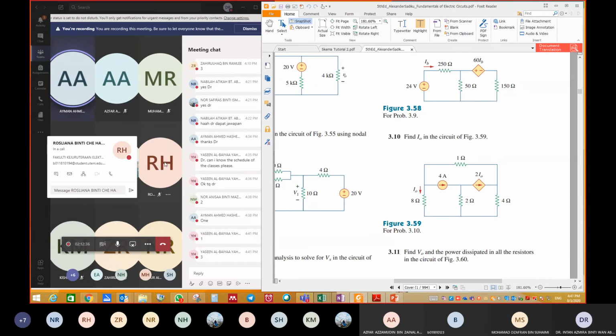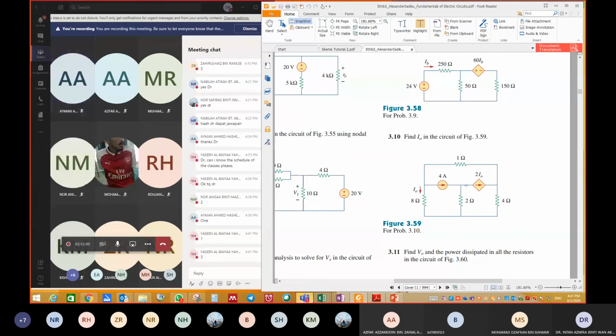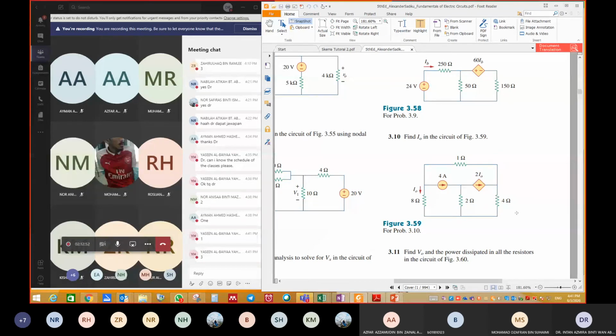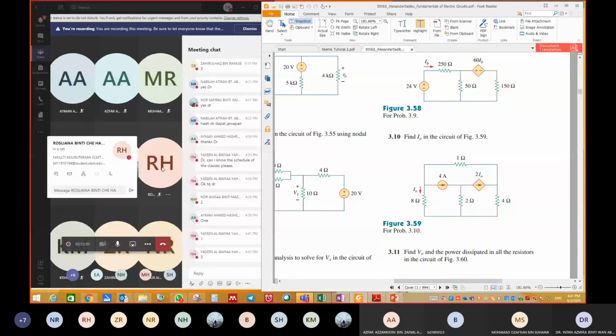Rosliana, how about your opinion? How many nodes in number 3.10? Rosliana? How many nodes here? Are you with me? Rosliana, are you with me?